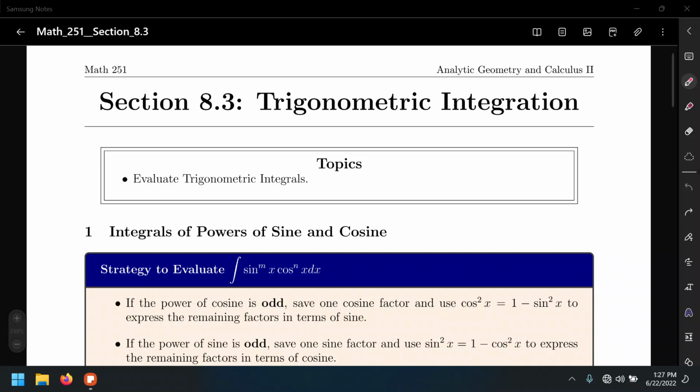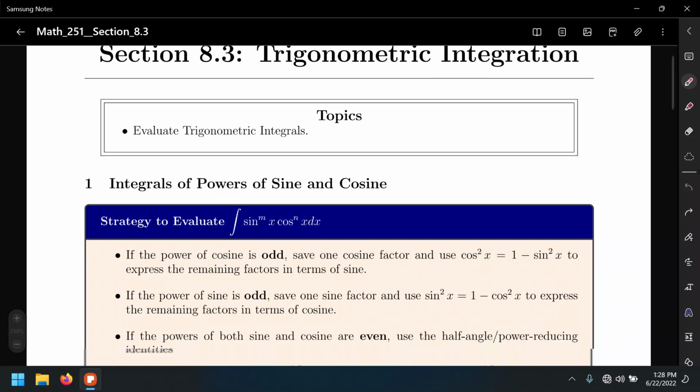Alright, so let's go to section 8.3, trigonometric integration. In this section, we are going to use mostly u substitutions and in some cases integration by parts on integrals that contain trigonometric expressions in their integrands. We're going to use pretty much all the trigonometric identities, but most commonly the Pythagorean identity. Of course, other trigonometric identities come later. You'll see how that works.